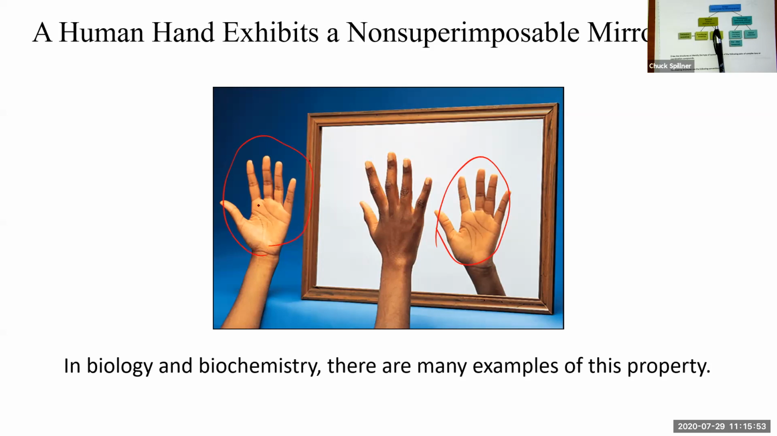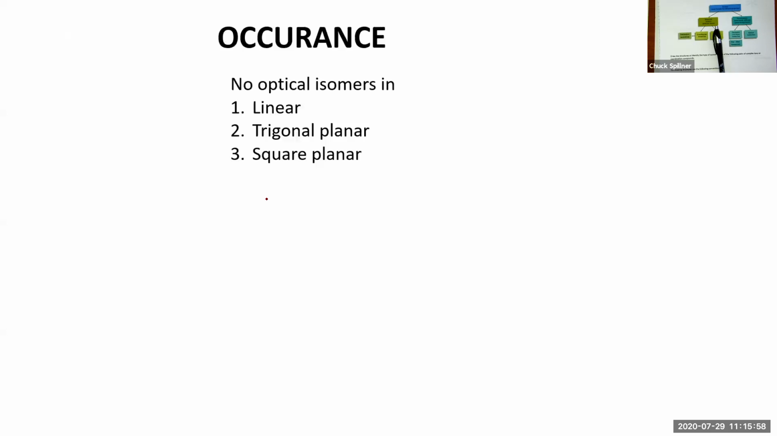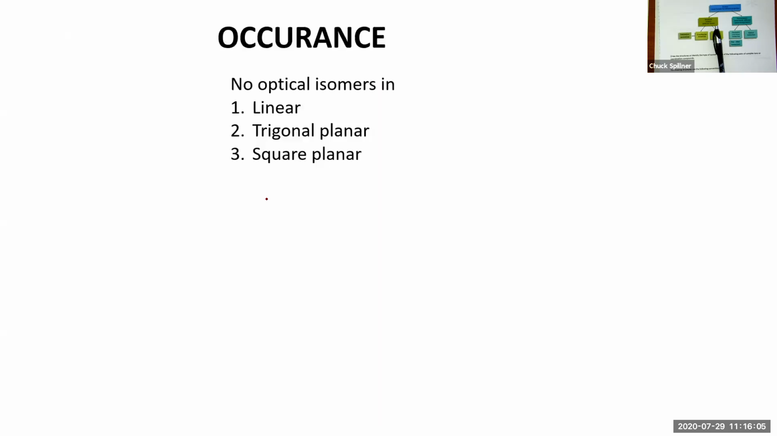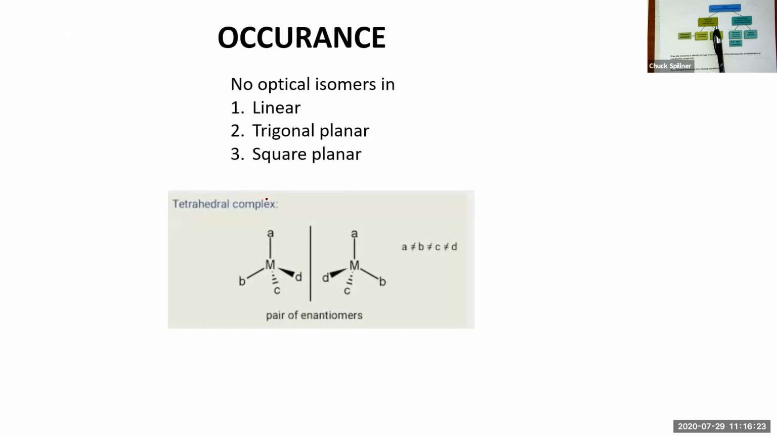The mirror image of the right hand is identical to the left hand, right? But you can't superimpose one on the other. You can't overlay one hand exactly over the other hand. So where do these mirror image isomers occur? Well, I'll tell you where they don't occur. You can't have mirror image isomers in linear structures, in trigonal planar structures, or square planar structures. So they only occur in tetrahedral and octahedral complexes.